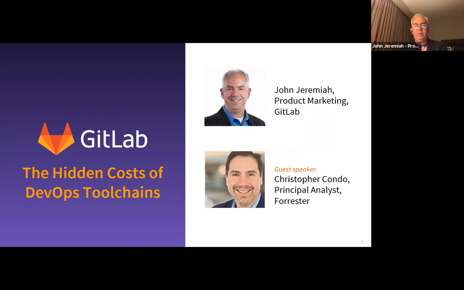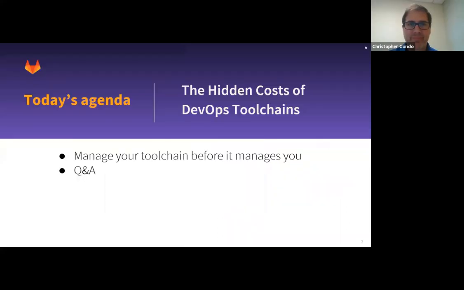Could you go to the next slide so we show the agenda? You bet. So our agenda today is looking into the costs of DevOps tool chains, which is based on research that we commissioned with Forrester and Chris to look at and understand what's happening in the market. And Chris's presentation and discussion will be about how you manage your tool chain before it manages you.